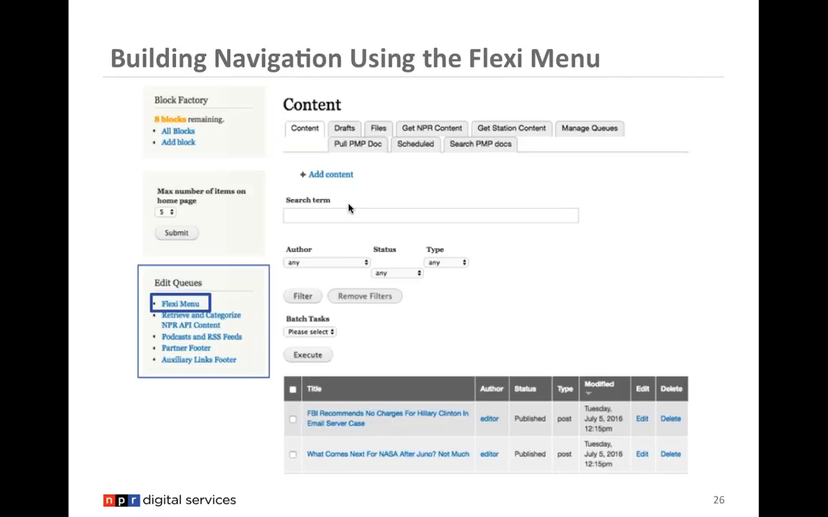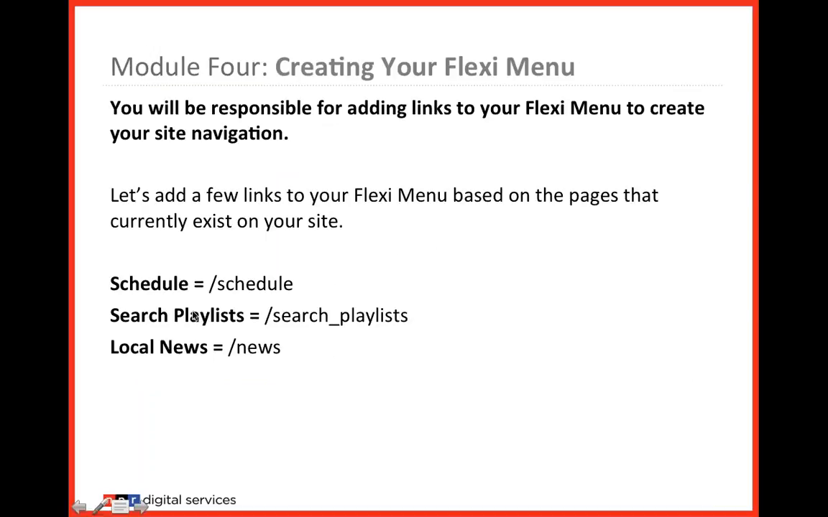And your Flexi menu is a queue, a table queue. And we talked about these a little bit last week when we talked about your partner logo footer. Your Flexi menu is another queue. You can always go to manage queues to get to the link of those, but you can also, under edit queues to the far left side of your content screen, get to the Flexi menu admin there as well. And that brings us to our exercise for this module.